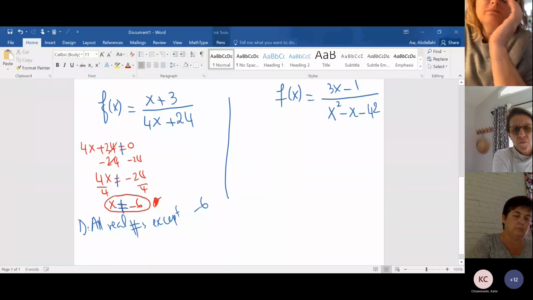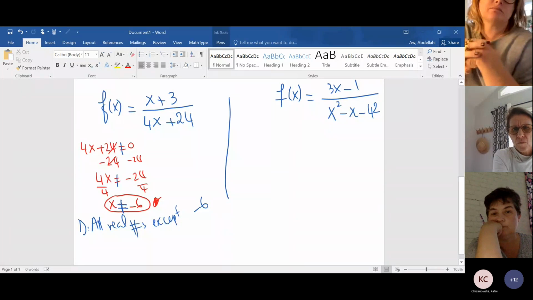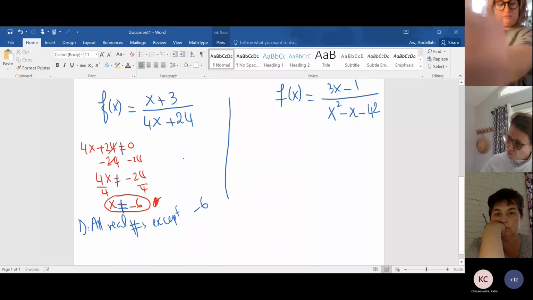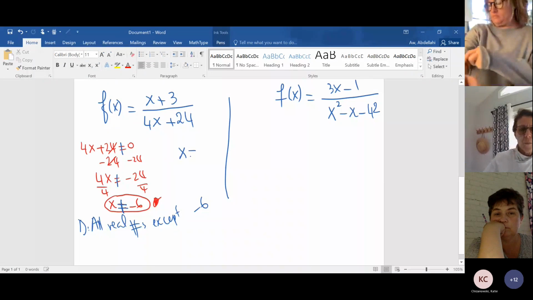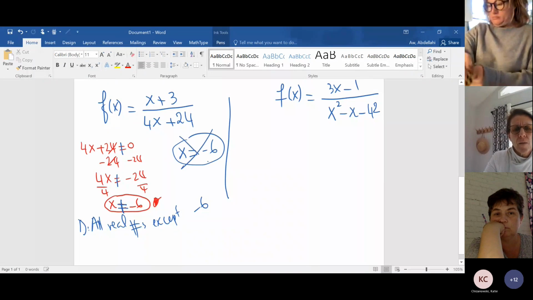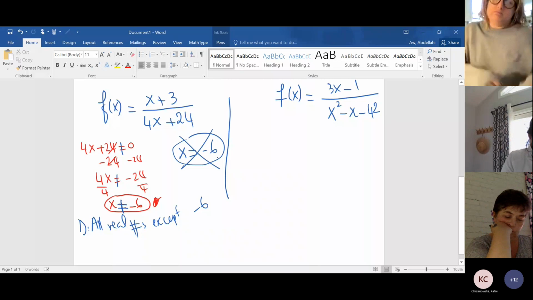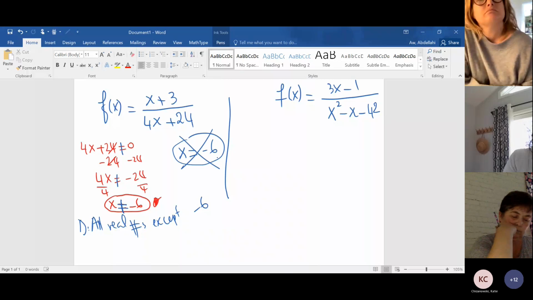Everybody see that? So please, when I ask you what is a domain, don't give your final answer as x equal negative 6. That is the only wrong final answer. This is the wrong final answer, right? You don't say my final answer, the domain is x equal negative 6. The domain is everybody but negative 6, you see?